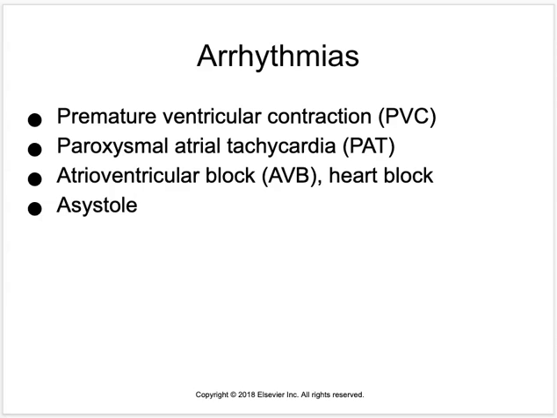Then we have atrioventricular block. An AV block, as it's also sometimes called, is a disorder of impulse transmission between the atria and the ventricles. So there is that electrical impulse going from the top half of the heart to the bottom half of the heart as it contracts, and there's some kind of transmission issue there. So there's impairment in the conduction of the impulse from the SA node to the other parts of the heart. This is also sometimes called a heart block.